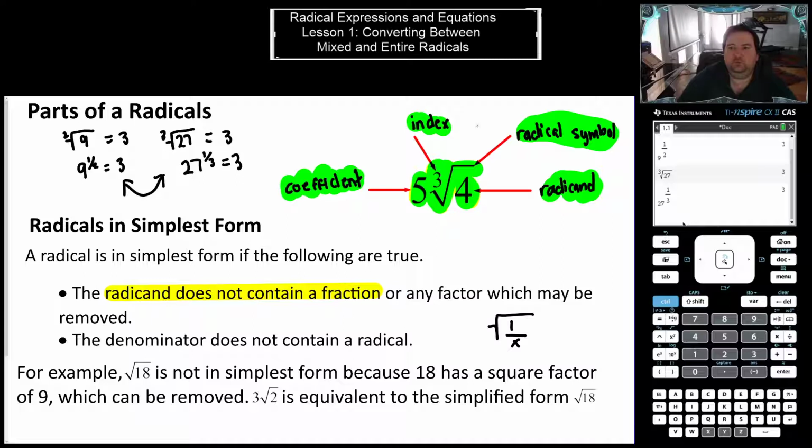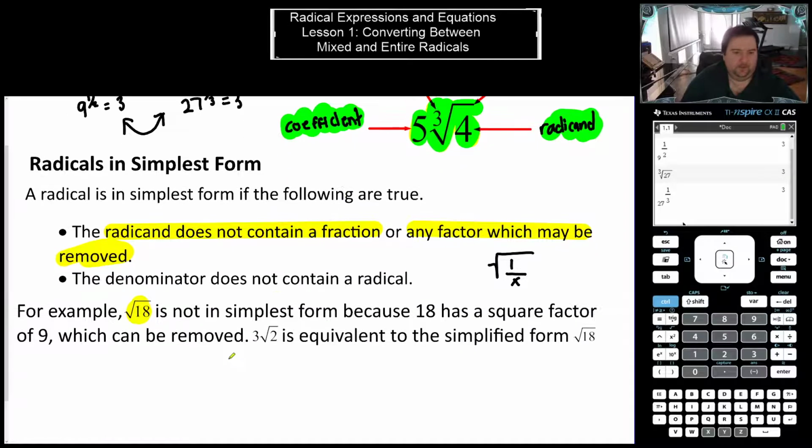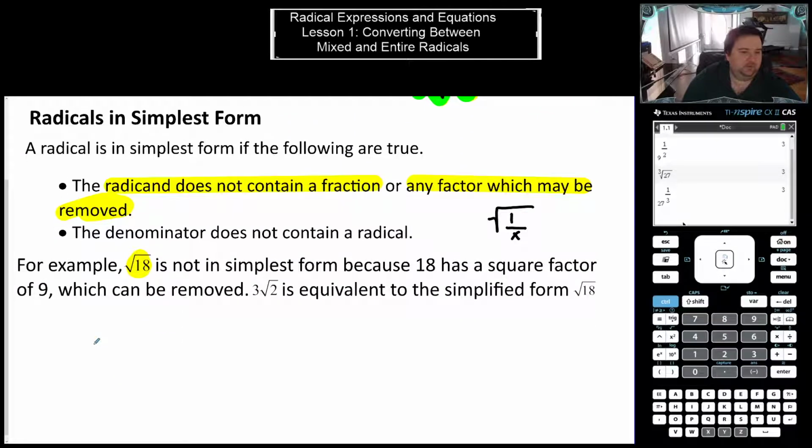And we also really don't want to have any factor which can be removed. And so for this one, we're going to take a look at the square root of 18. And I'm just going to scroll down here and look at the square root of 18.